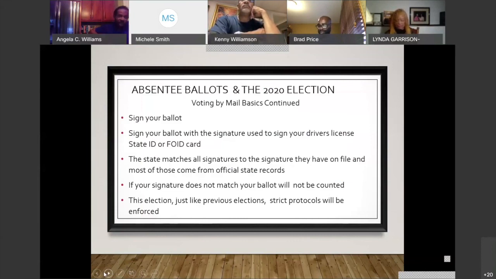Do not use the signature from when you just got pulled over by a policeman and you're mad because you got a ticket, because there will be election officials there. The election judges are going to look at those signatures. And if they don't match, it's just not going to count. There's going to be a Democrat and a Republican sitting right there verifying every application, every ballot. And if they don't match, it will not count. Just as with previous elections, strict protocols will be enforced.